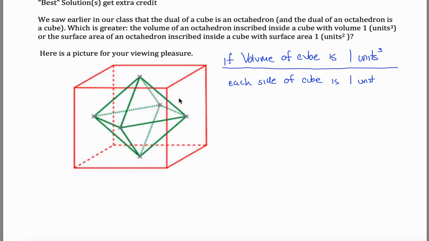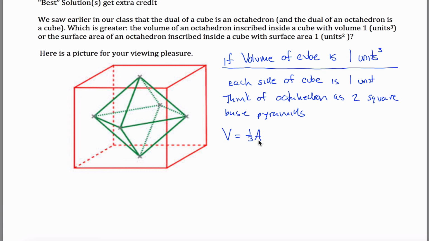That'll be useful. I can think about this octahedron as 2 square base pyramids. So to figure out their volume, well, the volume of a pyramid is equal to 1/3 times the area of the base times the height. If the side length is 1, that means the distance from the bottom of this pyramid to the top is 1. And so that means the distance from the middle here to the top, that height, must be exactly 1/2. So I get that the volume is 1/3 times A times 1/2.